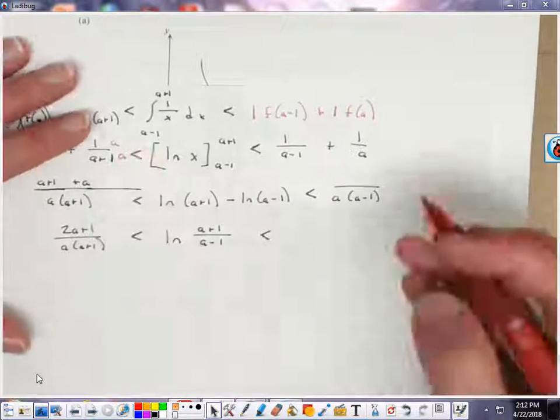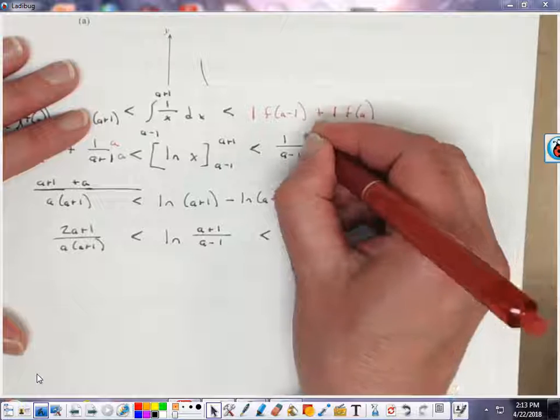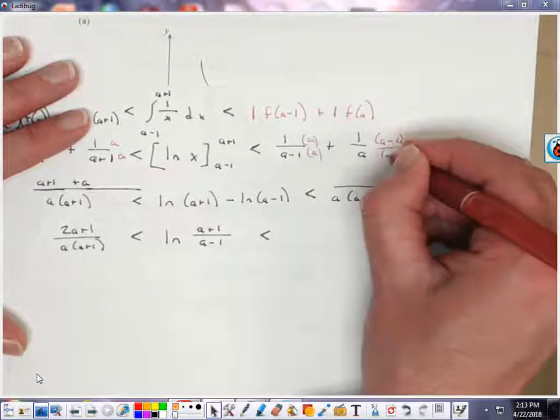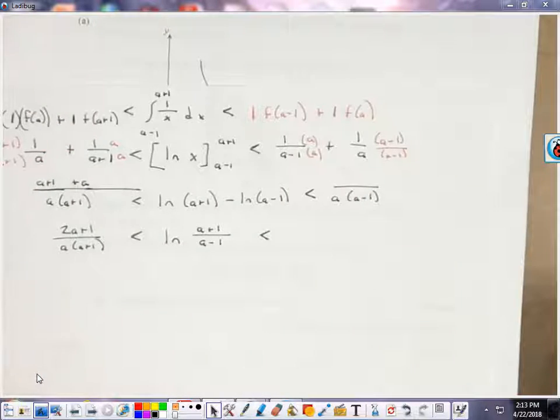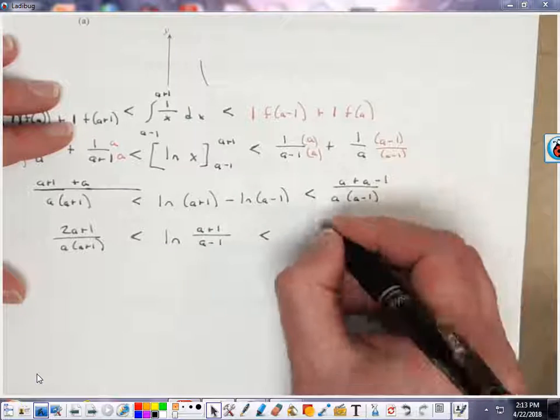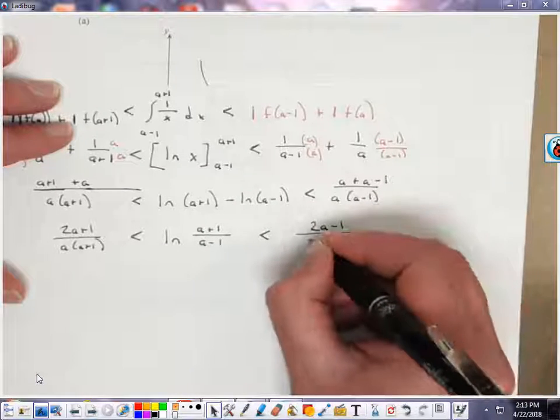Over here, similarly, I'm missing an a. And on this one, I'm missing an a minus 1. So here I would have a plus a minus 1, or just 2a minus 1.